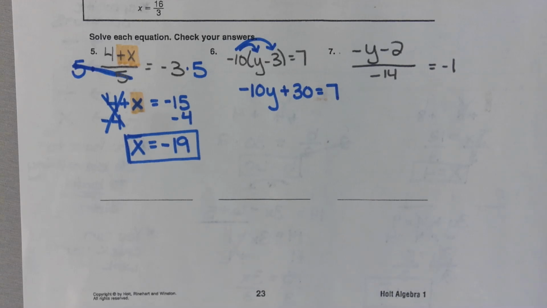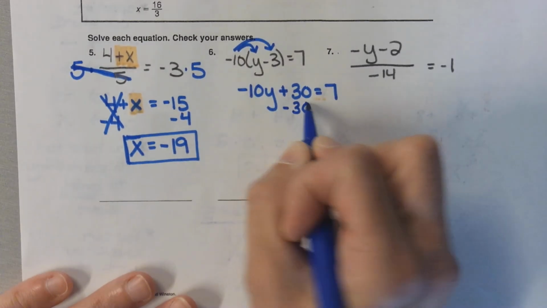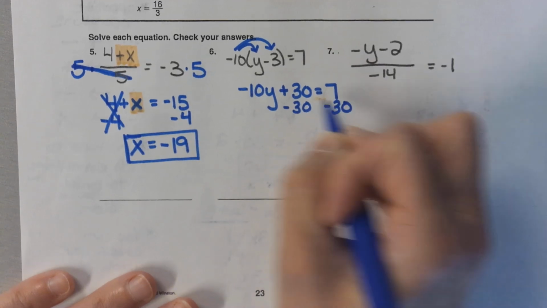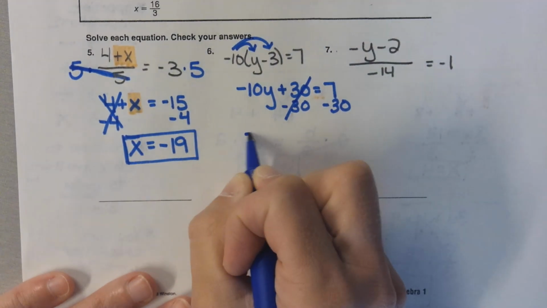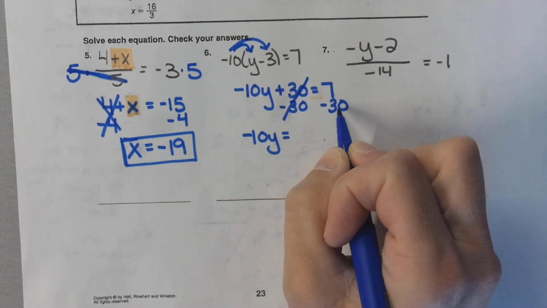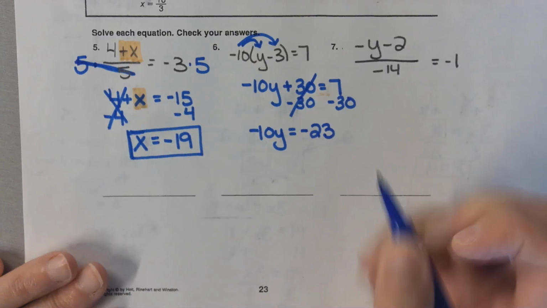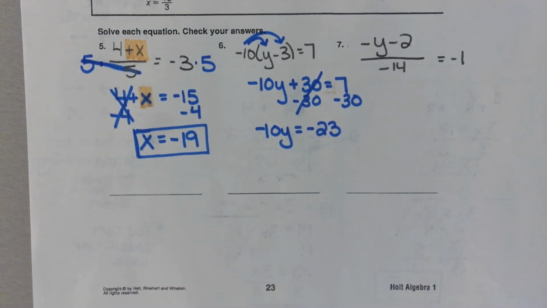Yeah, so this one's more like the front. So do you see how it's not a fraction? This one's like the ones on the front where we're going to deal with the addition or subtraction first. How can I remove my friend 30? Yeah, we're going to have to subtract it away. It's positive, so we're going to subtract it. So negative 10y equals 7 minus 30. I'm going to get negative 23.